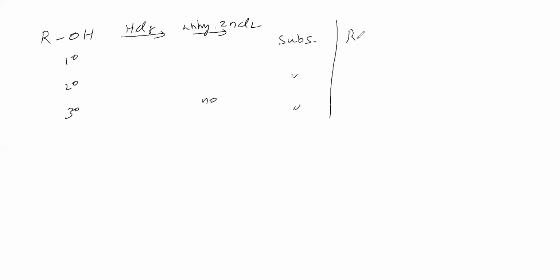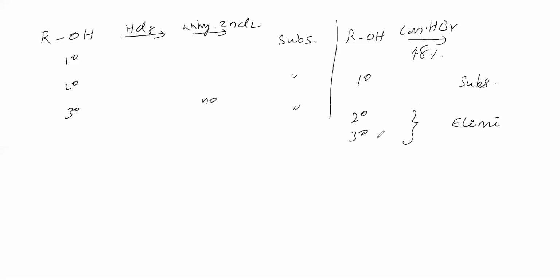Next, alcohol with concentrated HBr. This concentrated HBr concentration is 48%. Now, if we take primary alcohol, we are getting substitution product. That means we are getting bromide. Secondary and tertiary alcohols give elimination product. Therefore, we cannot prepare substitution product here.